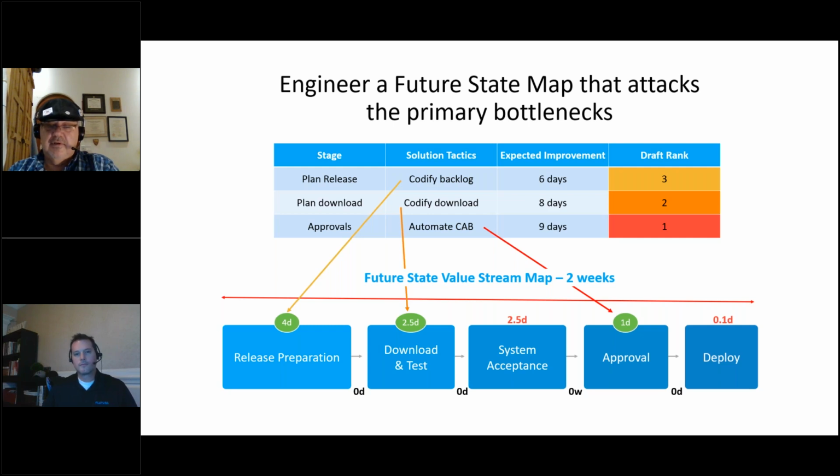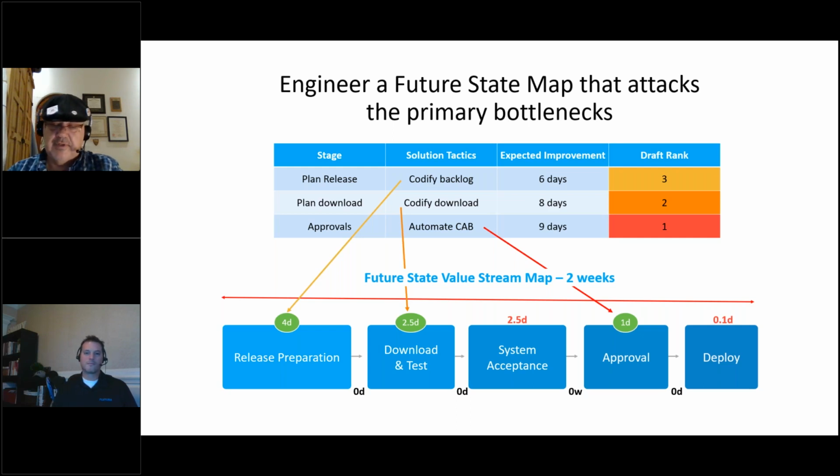The second was 8 days being consumed just planning the download of a new release from the COTS vendor. In this case, the idea was to codify the download. And then finally, the next priority was to attack the planning for a release of a new COTS environment, which was taking 6 days. Again, that meant codifying the way the backlog was being handled and coordinating with the supplier a little more. Then you take those ranks based on the bottlenecks and map them across the value stream stages and figure out where you can make the biggest gains.